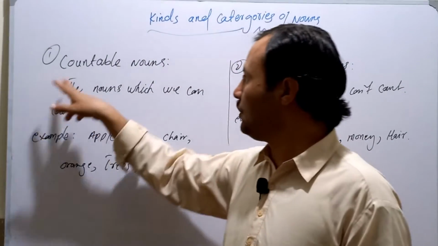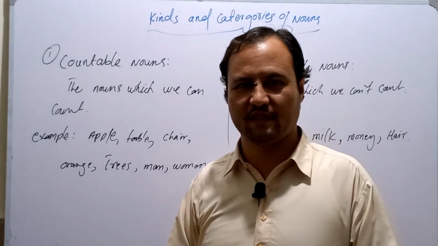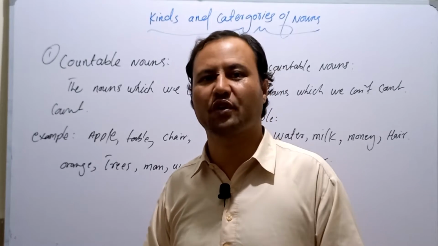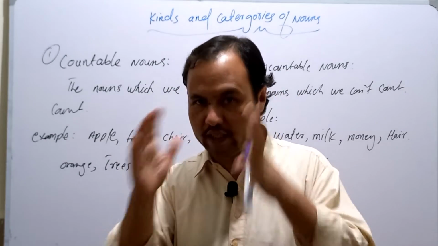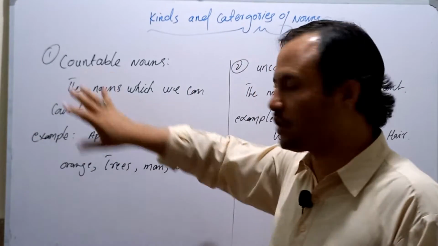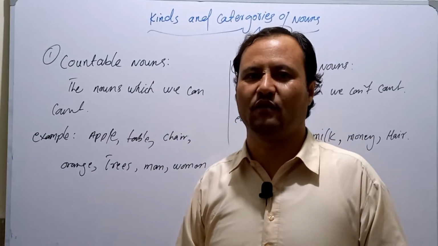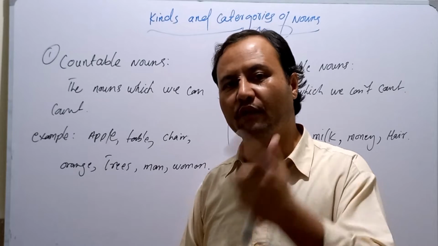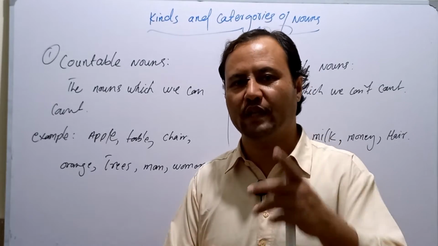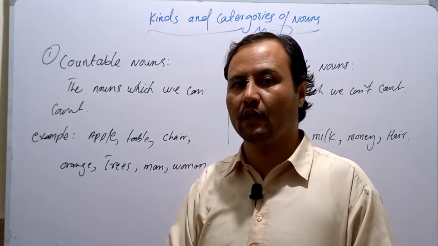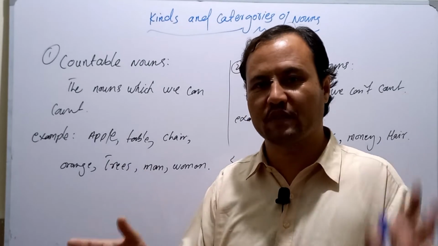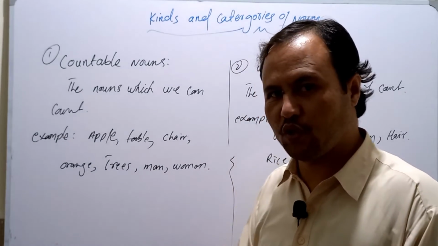Okay, first of all, what are countable nouns? Very easy. You're not supposed to cram. You're not supposed to copy. Just you have to understand. If you want to learn the grammar, obviously you have to grab the meaning of the noun. If you grab the meaning of the noun, then it will be very easy for you. You will never forget. If you cram that one, if you copy that one, then obviously it will remain for some time. Then after sometimes, you will forget that one.